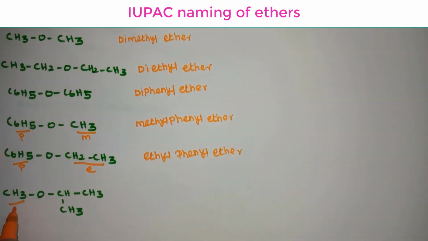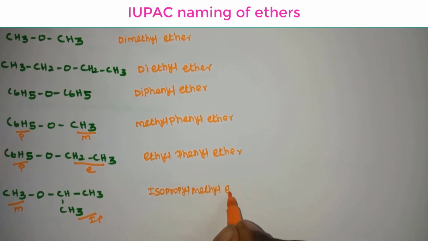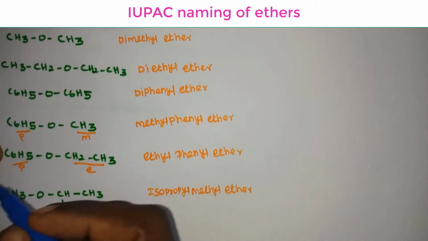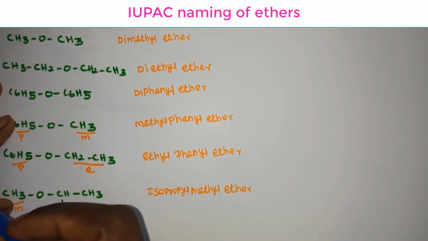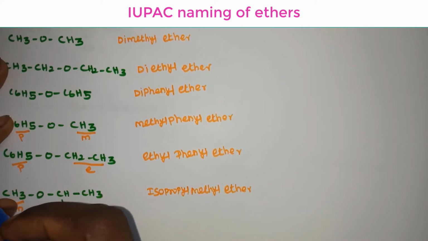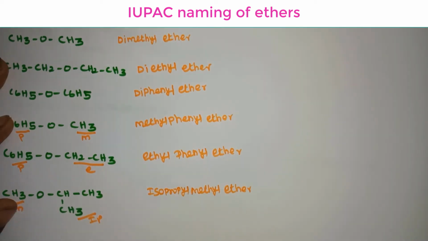Next, this is a methyl group and this is an isopropyl group. So the common name of this compound is isopropyl methyl ether. Next is IUPAC naming. One of the alkyl groups is joined with the oxygen. That means the IUPAC name of an ether is alkoxyalkane: the smaller alkyl group joined with the oxygen is named as alkoxy. So alkoxyalkane is the IUPAC name of ethers.